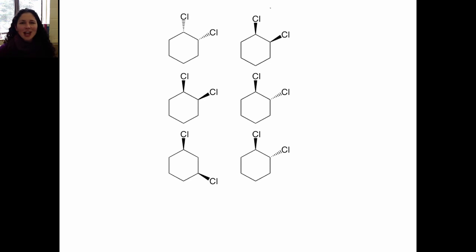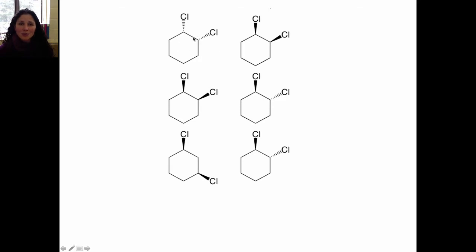Okay, now let's look at the rings. Notice how in the first set of rings, the chlorines are attached at the same positions. They are both on adjacent carbons or in the 1-2 position. So both of these molecules could be named with the root name of 1,2-dichlorocyclohexane.